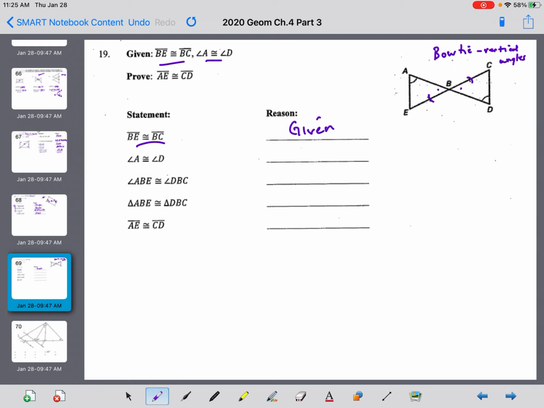Angle A is equal to angle D. It's given, it's stated, it's marked. All right, so that's given again. Now we're going to start to do some interpretation. Oh, here we go, vertical angles. Angle ABC is equal to angle DBE. That's the vertical angle. So double arc to the left of B, double arc to the right of B. Vertical angles.